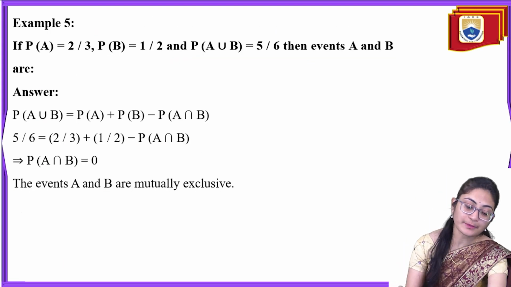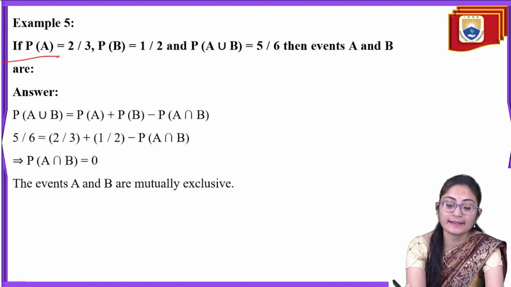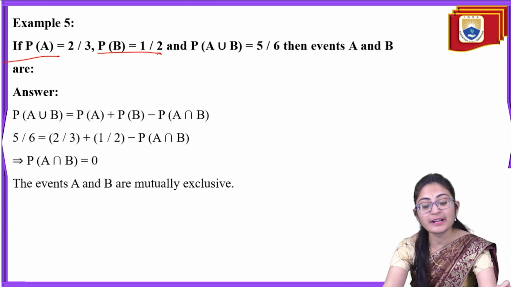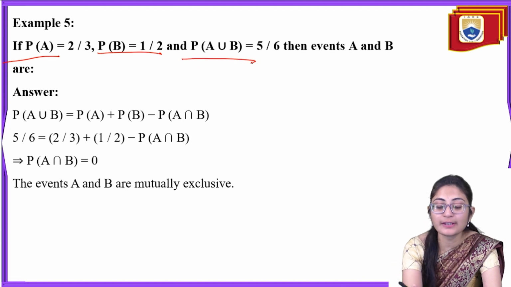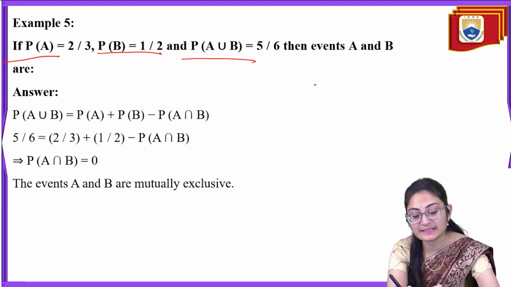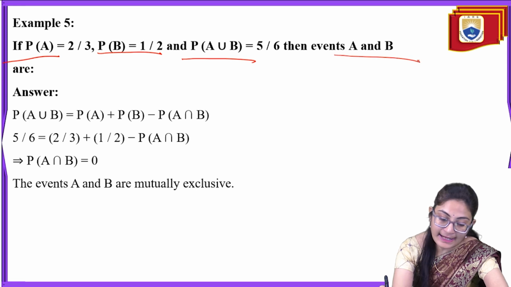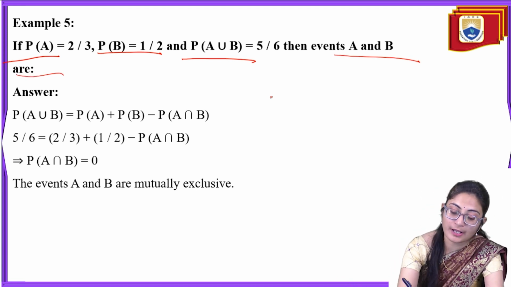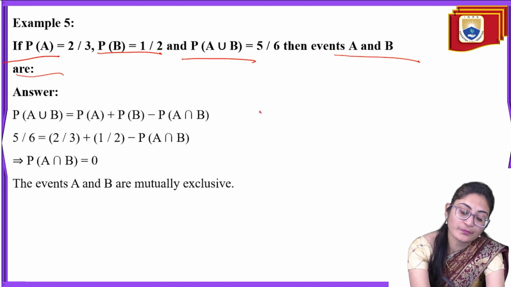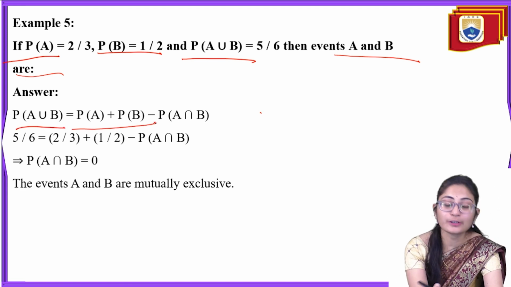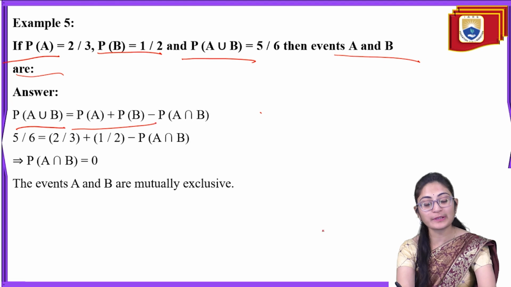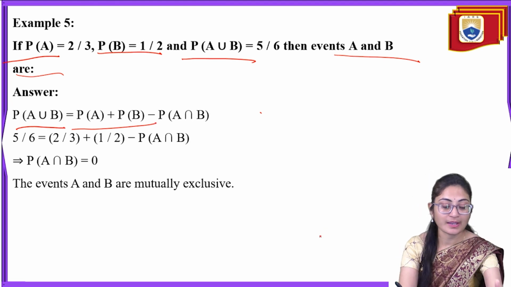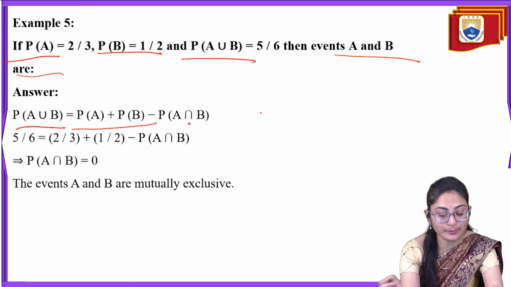Next question: probability of A is 2 by 3, probability of B is 1 by 2, and probability of A union B is 5 by 6. Then events A and B are? Here you can use the formula: probability of A or B is equal to probability of A plus probability of B minus probability of A intersection B, or probability of A and B.